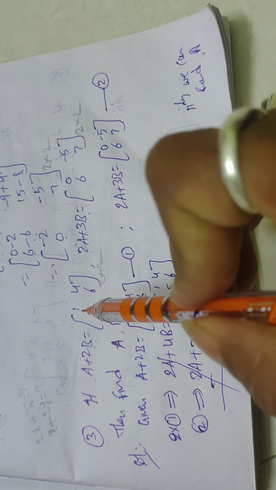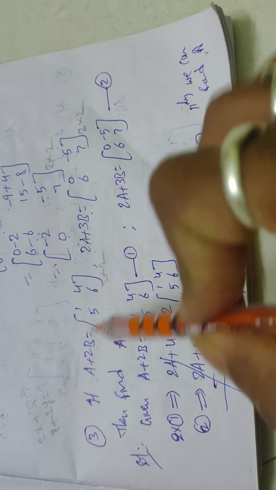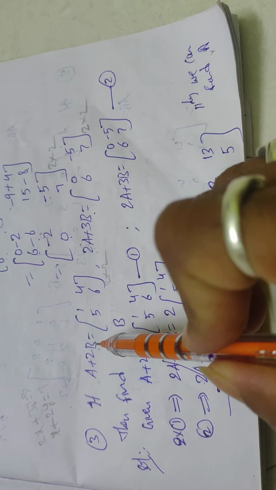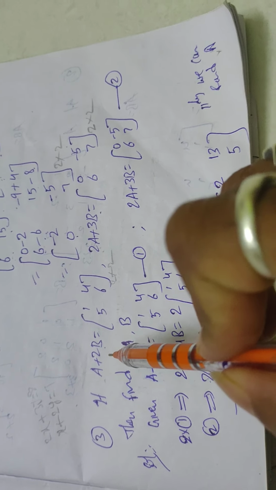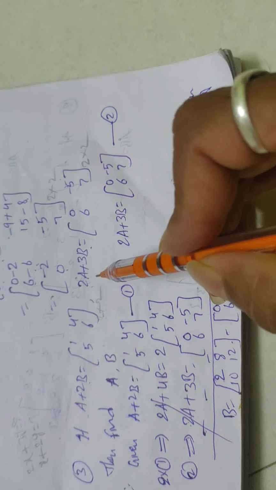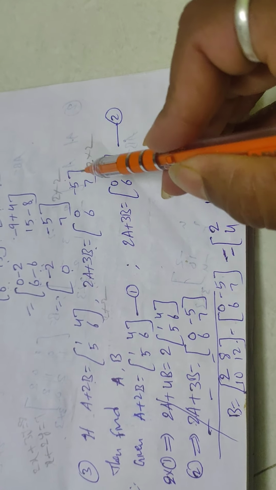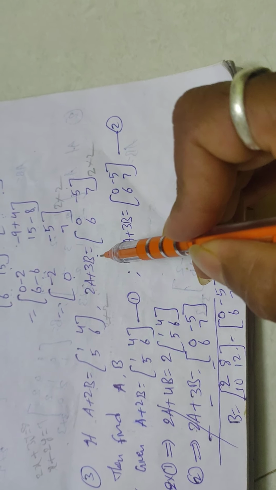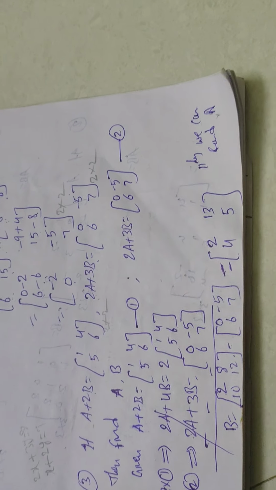It is a matrix. That means whenever they are given like this, we can understand that A and B are also matrices. Okay, second one, 2A + 3B = [0 -5; 6 7]. So here also we can understand that A and B are matrices.